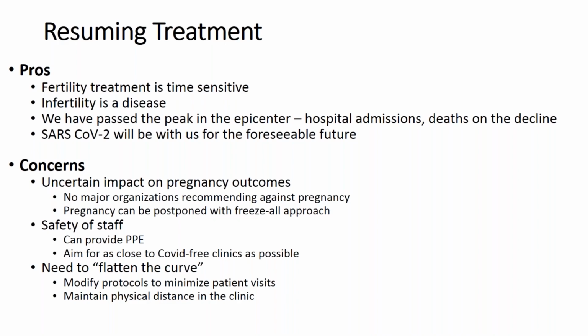There's still concern about the safety of the staff. The clinic should be able to provide adequate PPE in the clinic and safety coming to and from the clinic, so that we can aim for as close to a COVID-free clinic as possible. And still, this concept of needing to flatten the curve, of not having people moving about when we're being told to shelter in place. Again, I'm going to go into some detail, but I think we can modify our protocols to minimize patient visits that they can perhaps combine with other essential things they need to do, and we can maintain physical distance in the clinic.